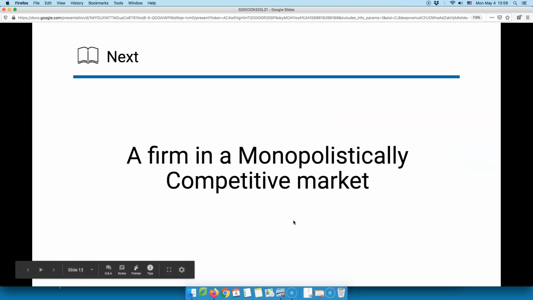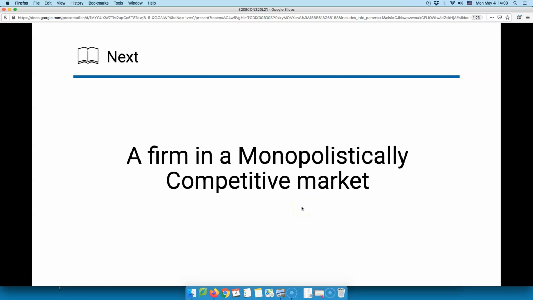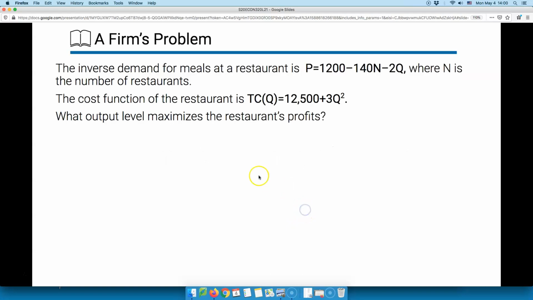Okay, next, let's look at the firm's decision in a monopolistically competitive market. The novelty here, and we're going to dive into some algebra, but if you follow me, I think it shouldn't be too difficult. The novelty here is we will make the demand for the firm's output be dependent on the number of firms in the industry. And so in this example, I will look at the restaurant industry, which to a certain degree is also a good example of a monopolistically competitive industry.